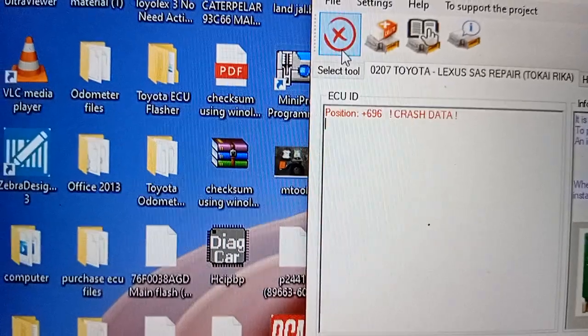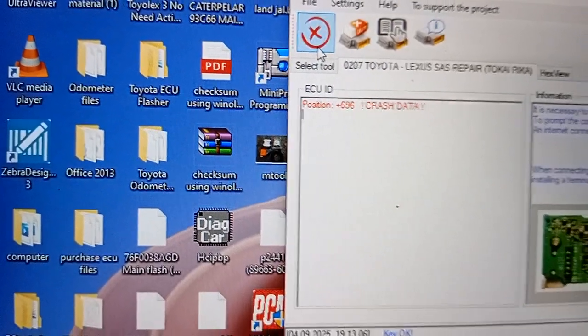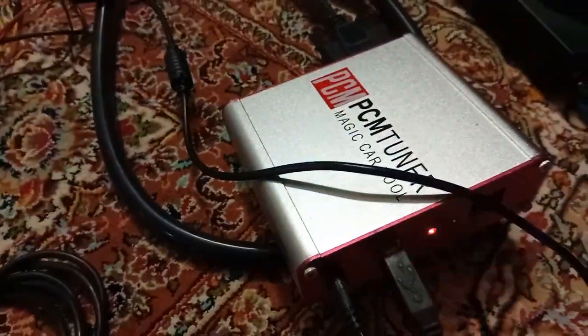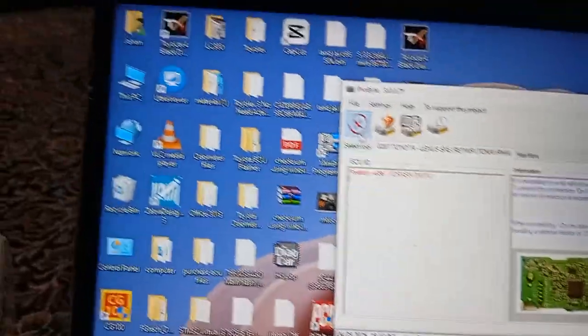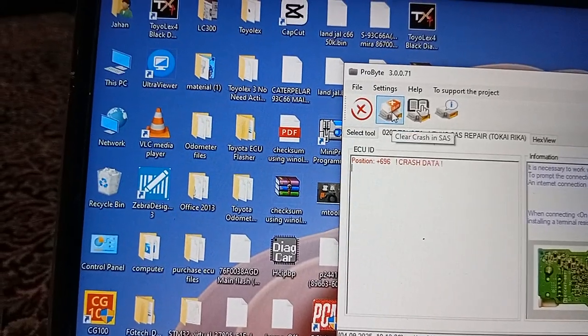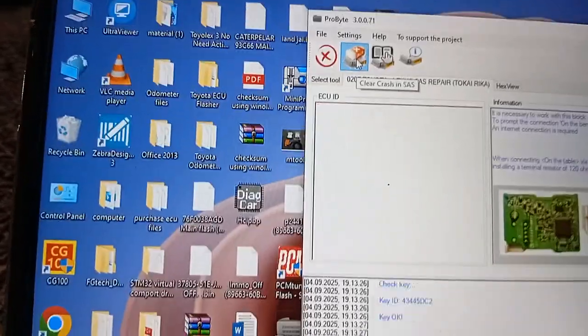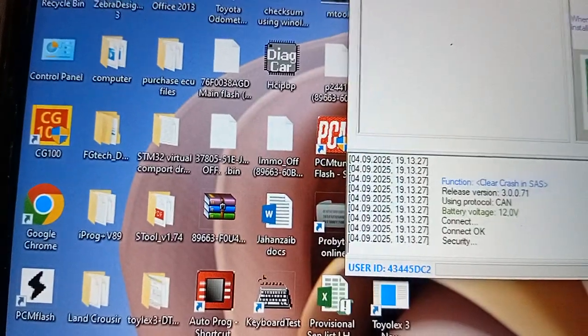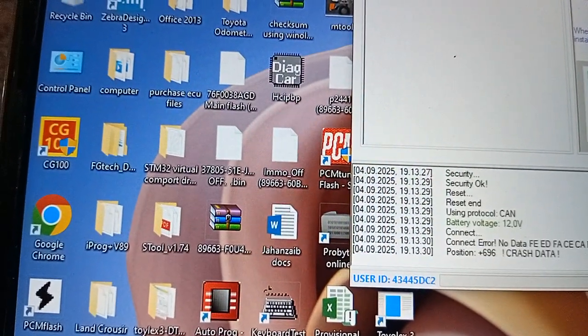You can see this is the crash data of this SAS. You can see the Pcmtuner is connected. Now I will clear the crash data. Here it can, yes, you can see.